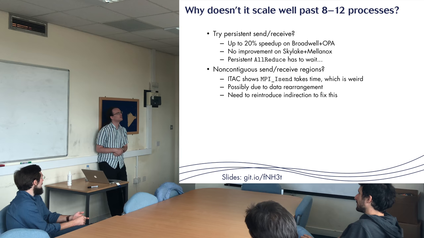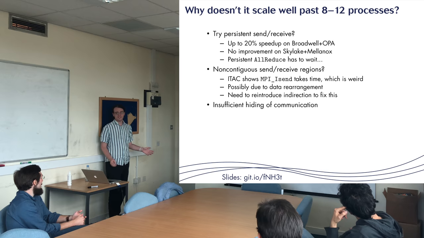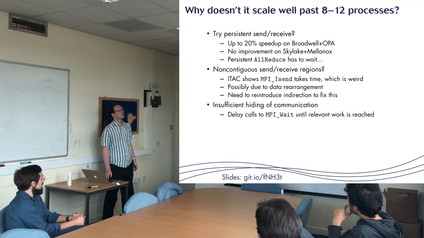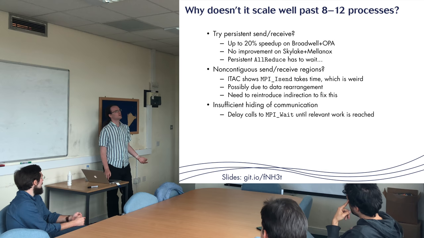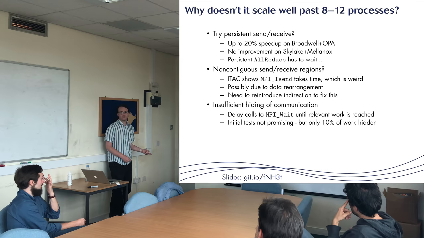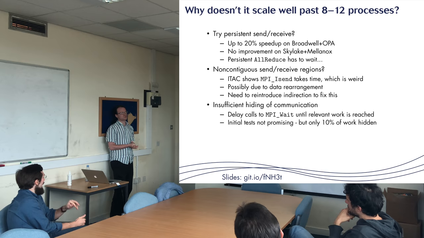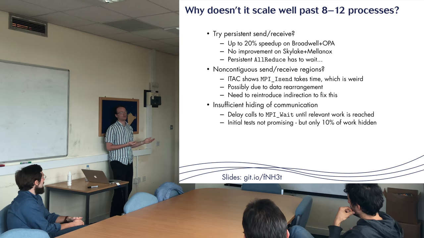And then finally, the other thing it could be is insufficient hiding of communication. So we've hidden communication as much as possible without having explicit sends or receives inside the loops inside the Dirac operator. So in principle, we could delay calls to MPI wait or MPI waitall until we reach the relevant section. We've tried this, just taking the bits of the Dirac operator that don't use nearest neighbors and moving them before the waitall. And that didn't generate as significant a speed up as we would think from the relative amount of work that's there. So it hides 10% of the work, but it doesn't give you 10% speed up.